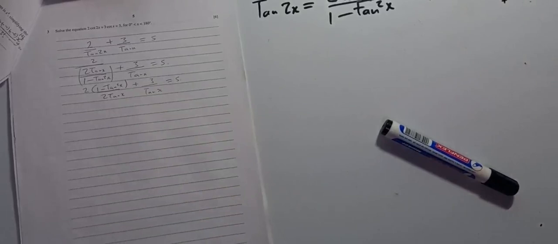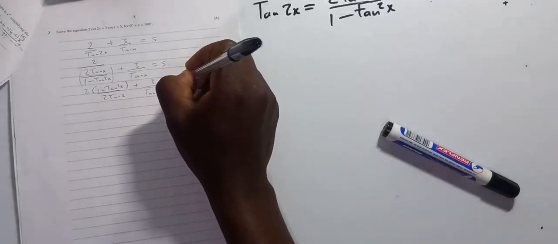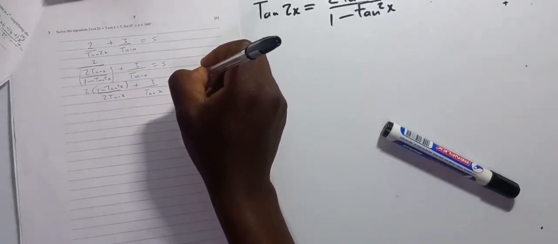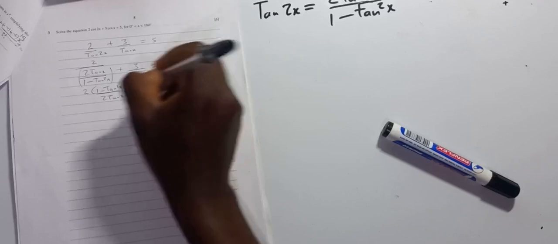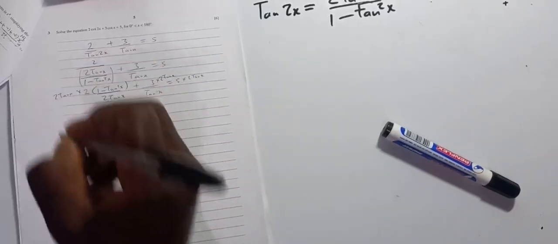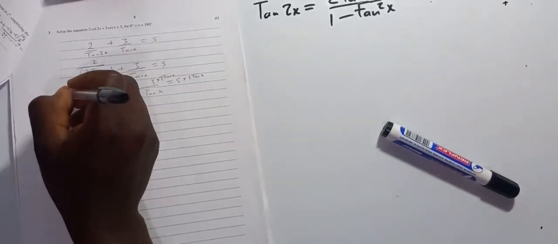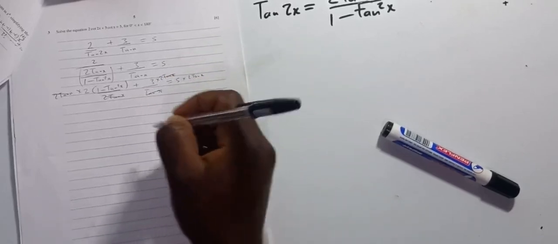So now, multiplying throughout by 2 tan x to get rid of my denominators, the lowest common multiple of the denominators is 2 tan x. So we multiply every term by 2 tan x. So we say times 2 tan x, times 2 tan x, then times 2 tan x again on the first term. So this and that cancel out, tan and tan cancel out.